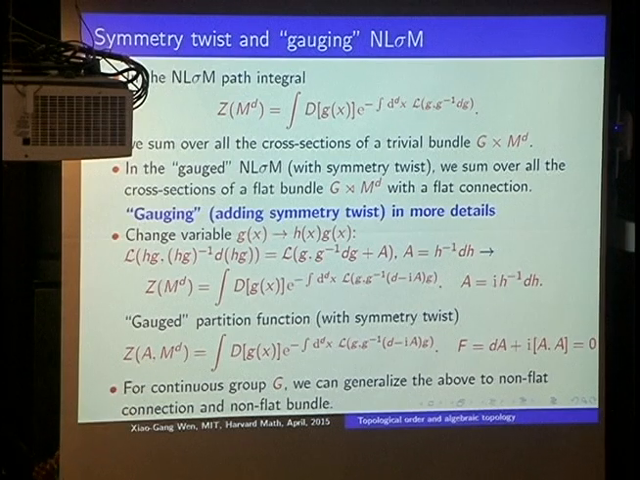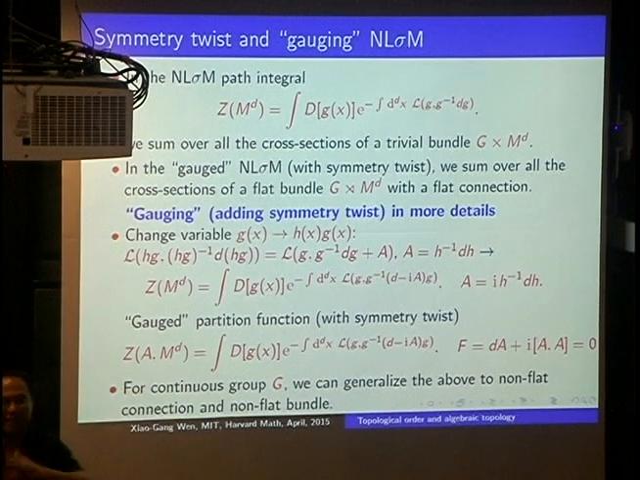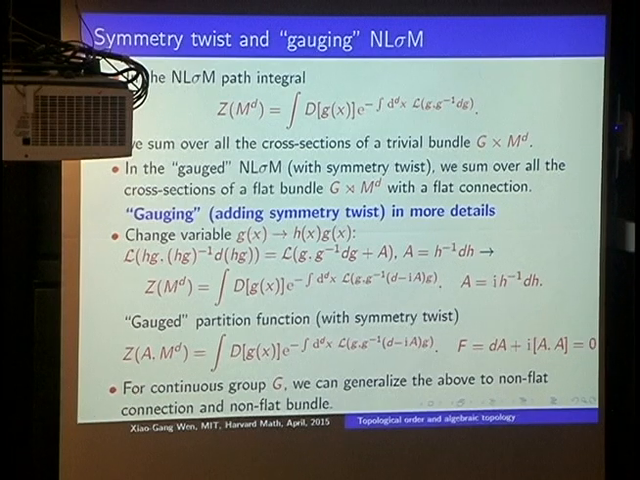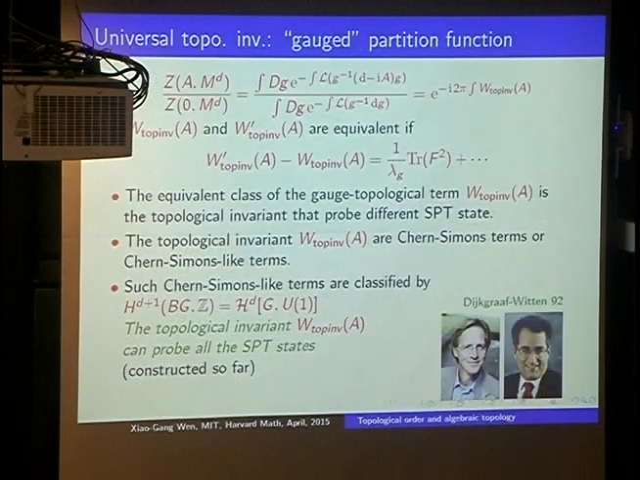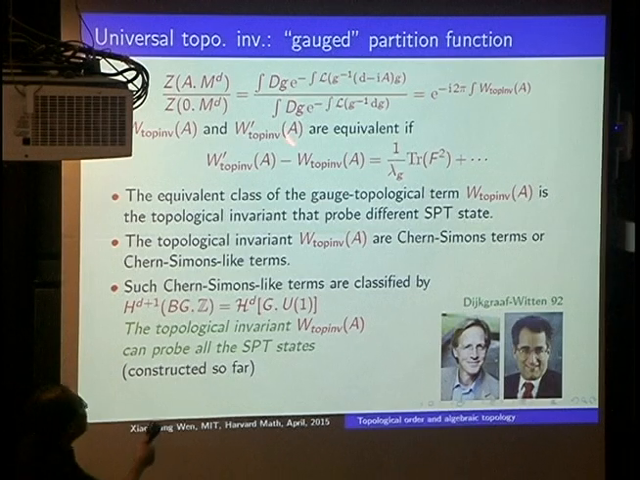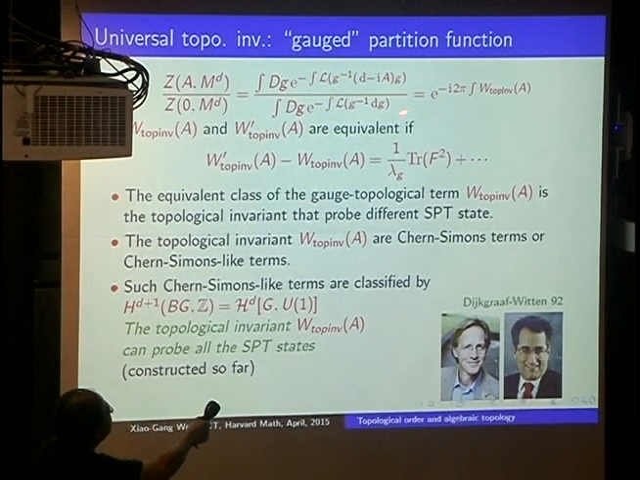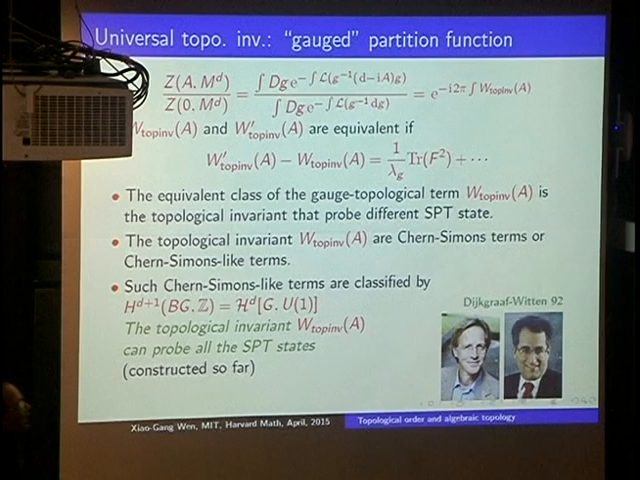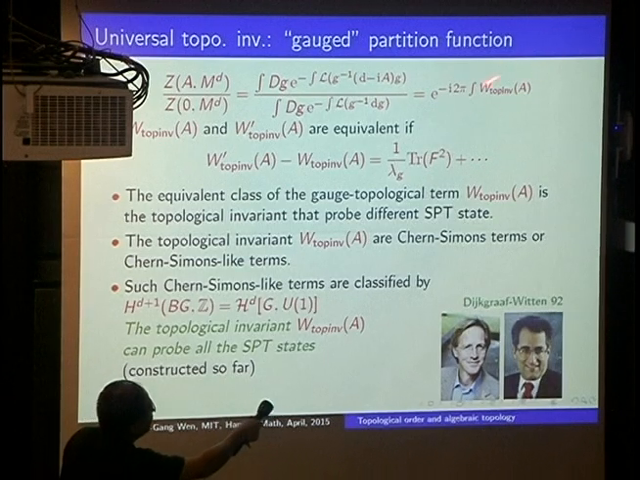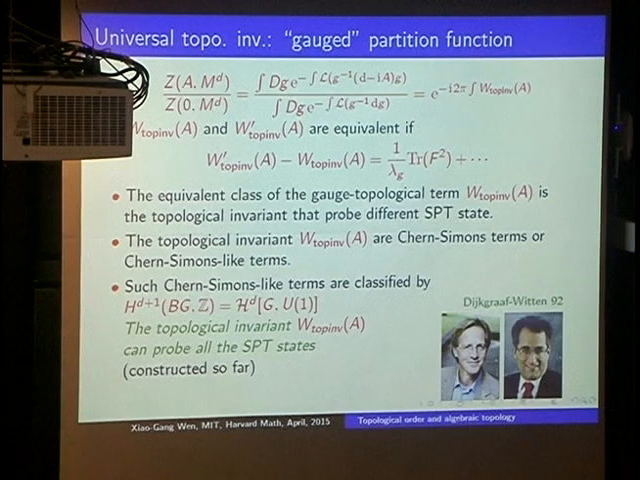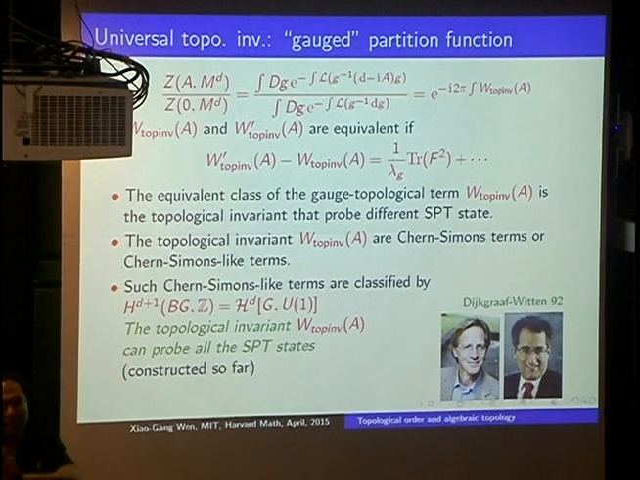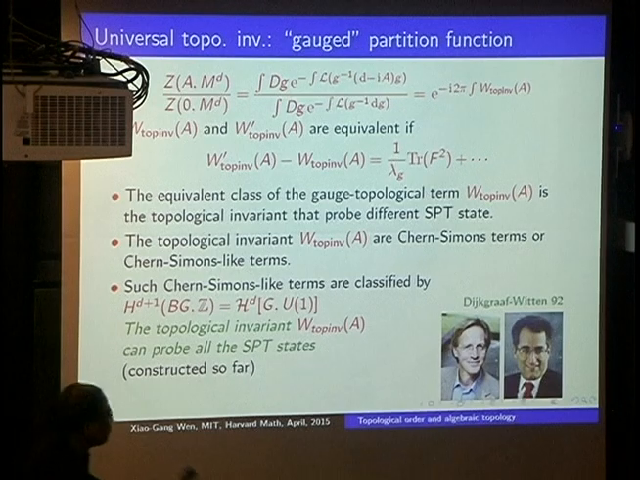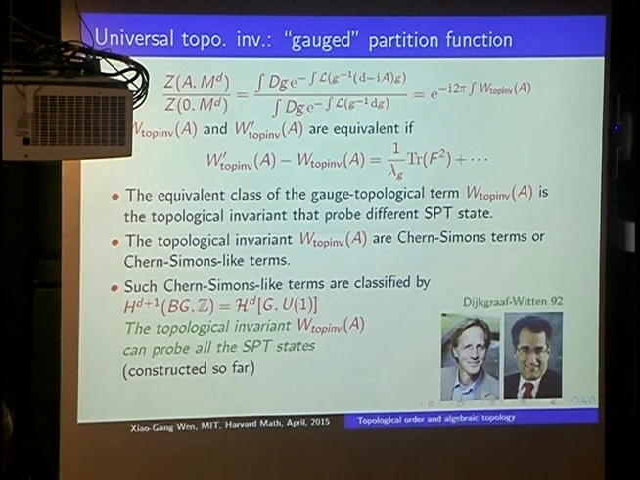That gives us more ways to probe. Not only do we have a space-time topology, we can put some twisting on the manifold. Now the partition function will depend on the twisting. So we can consider the ratio of the partition function with this twist and without the twist. In this particular case, the ratio is purely a phase. And this phase happens to be the topological invariance. Actually, this topological invariance happens to be the Dijkgraaf-Witten invariance. They have this gauge theory, et cetera.